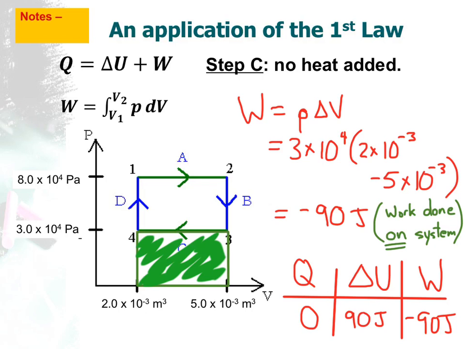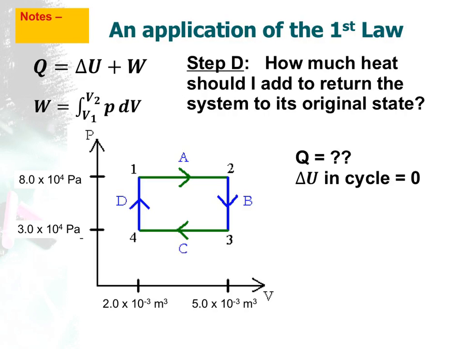Okay, now step D. Now, for step D, let's actually add a wrinkle to this. Let's say, okay, how much heat should I add to the system in order to return it to its original state? And when I say its original state, that means that over the entire 4-step cycle, its total internal energy has to return to what it was before. So that over the entire 4-step cycle, delta U has to equal 0 joules.